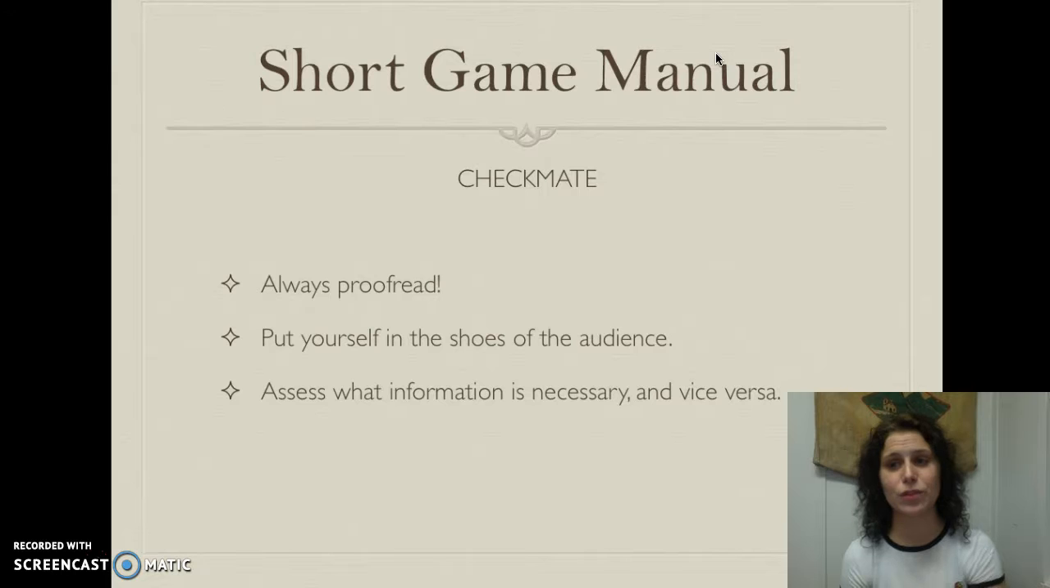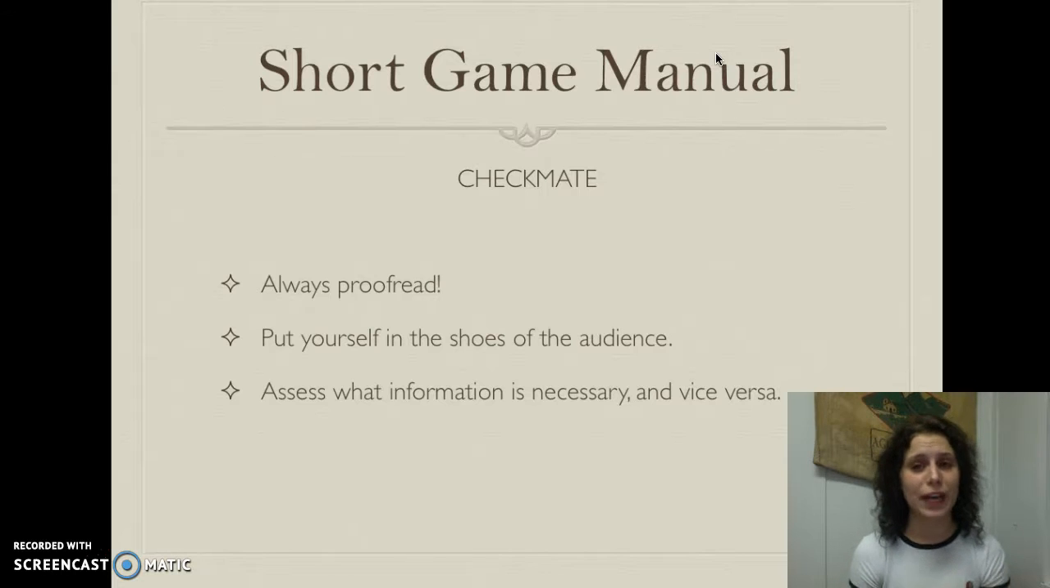Always proofread. Not being prepared was a huge problem, because if you have typos, it makes it really, really hard for people to understand what you're trying to say. On that note, put yourself in the shoes of the audience. If you're having a hard time explaining something, try to envision, okay, if I were trying to learn how to do this, what would I need? And keep it concise. Lastly, assess what information is necessary and what you don't need.